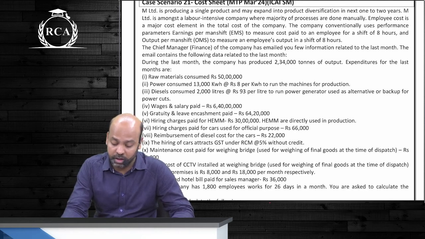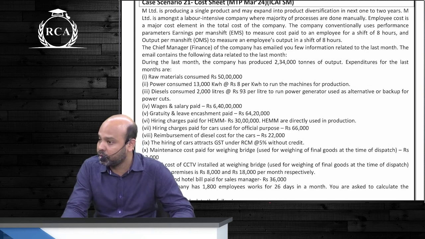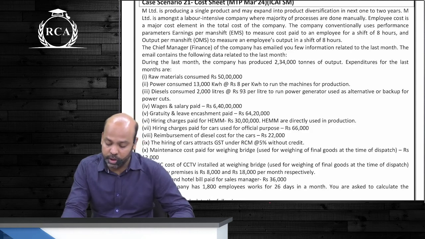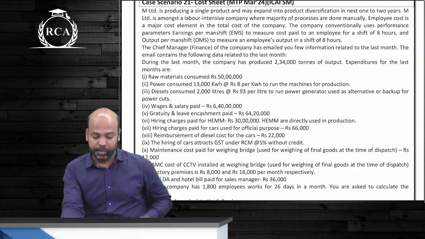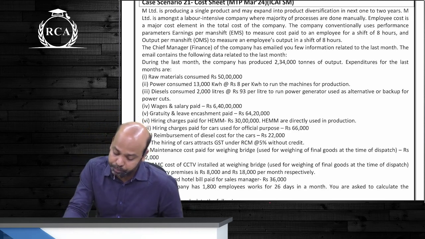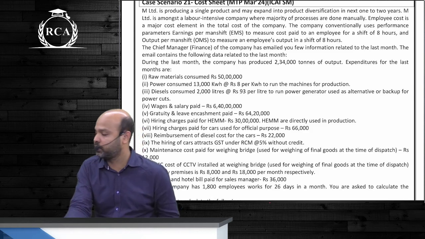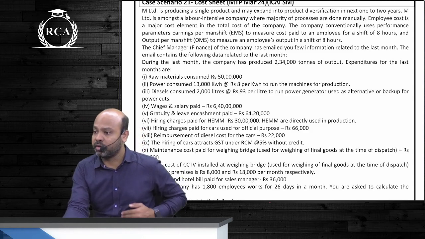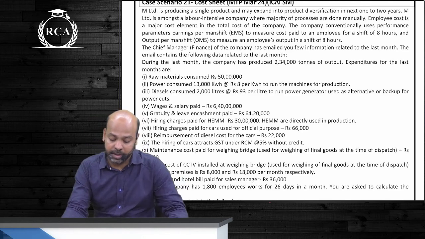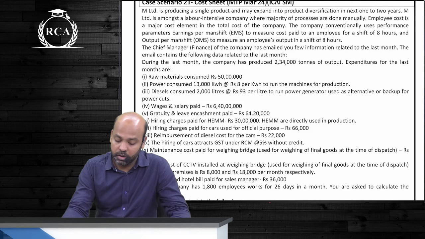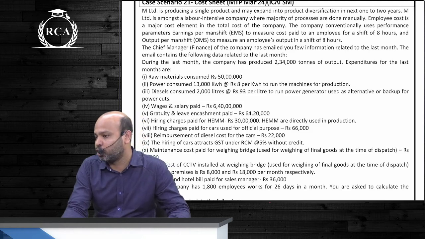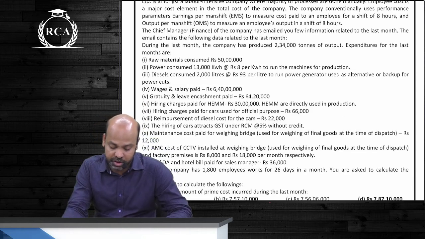The company uses performance parameters, earnings per man shift. याद आ रहा है कुछ? Output per man shift, earnings per man shift बोल के क्लास में किए थे बेटा. To measure cost paid to an employee for a shift of 8 hours, and output per man shift to measure an employee's output in a shift of 8 hours. So whatever are the total salaries and wages paid beta, that divided by number of man shifts will give us earnings per man shift. Total output beta divided by number of man shifts will give us output per man shift.